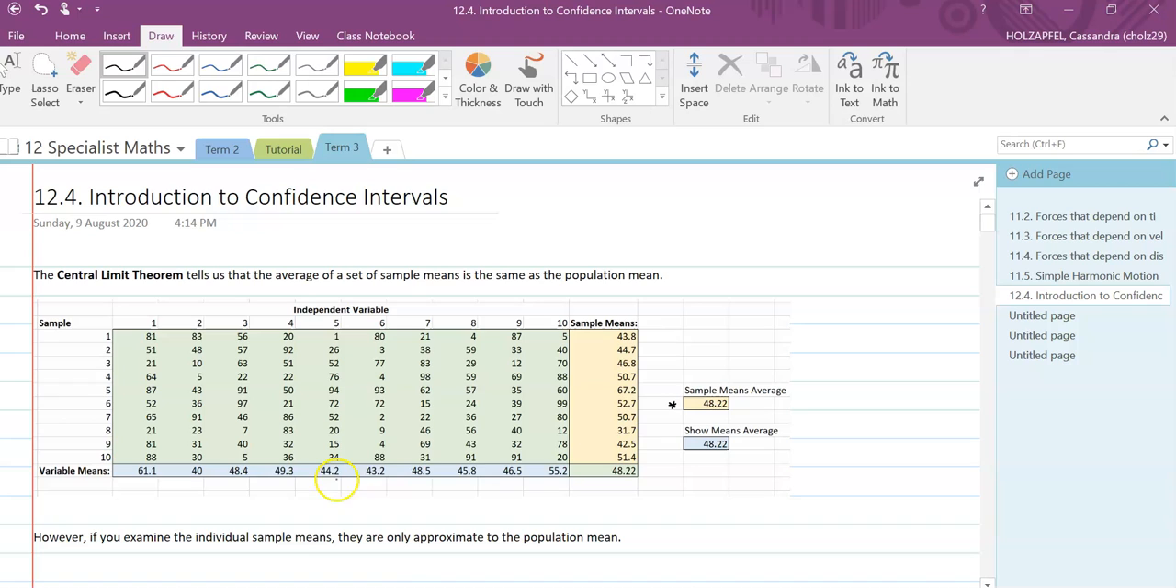If I was to take the average of the individual shows instead, the average of those averages is again the same. And if I was going to take the average of the entire population, then indeed that also works out to be the same value. So that's a really cool thing about populations and their sample means. However, if you examine the individual sample means, just looking at these boxes here in yellow, then you can see that they're only going to be approximate to the population mean.